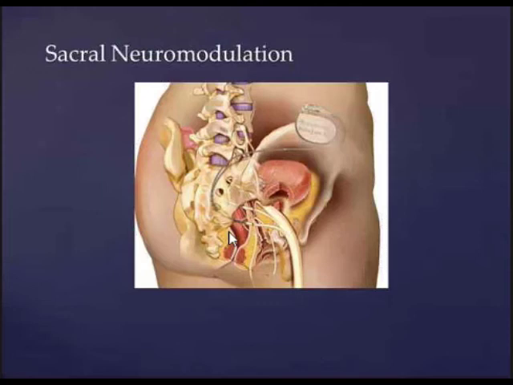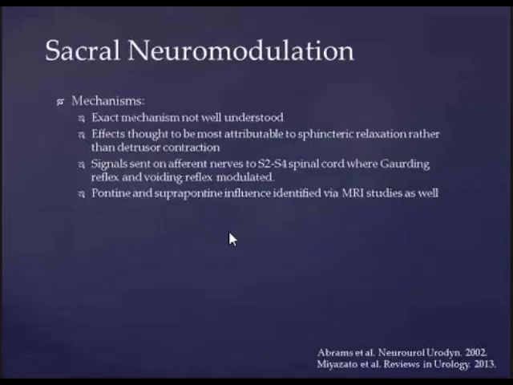So sacral neuromodulation itself, we've had a talk on this before, but it's the InterStim device. It's implanted through the back. Urologists are doing it. Nathan Hogue's getting trained to do this right now, and put the electrodes right on the sacral nerves and let modulation begin. So what does modulation mean? Well, again, it's not well understood what's going on. The effects are thought to be most attributable to sphincteric relaxation rather than actual detrusor contraction, sort of signifying that this is a multifactorial issue.